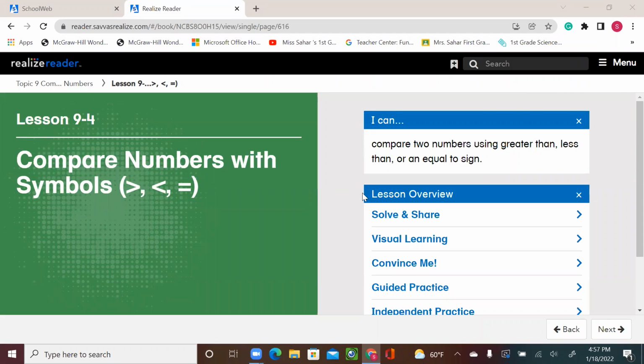Hello, first graders. Welcome to a new math lesson. We are in topic 9, lesson 4. Compare numbers with symbols greater than, less than, and equals.